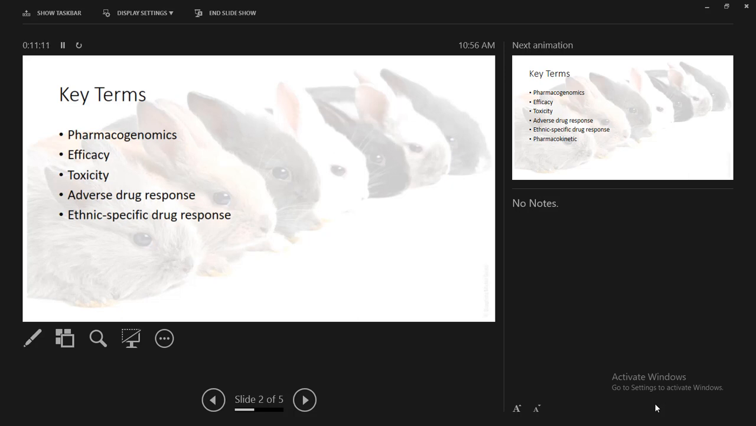But then, one page later, they said African Americans are more likely, or they actually said people of African descent. The authors are from Europe, but then they talk about the FDA a lot, which is American.